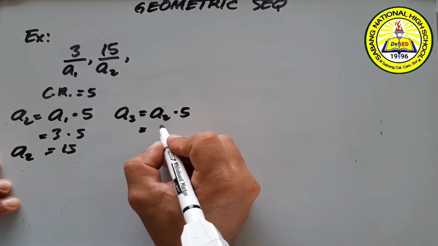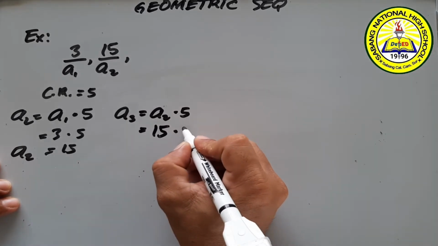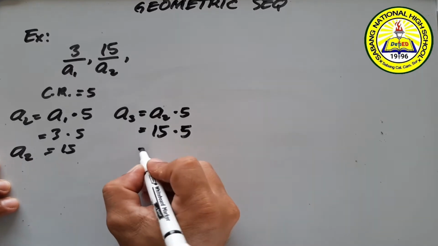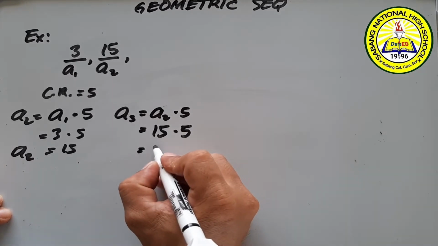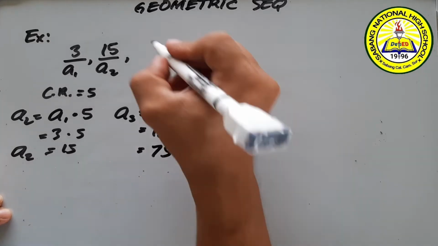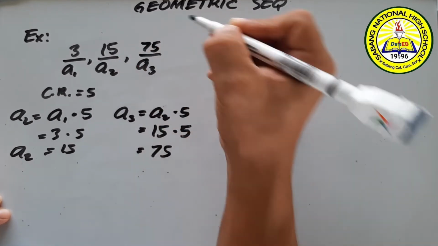So a sub 3 is a sub 2, which is 15, times again the common ratio, which is 5. 15 times 5 is 75. Therefore, a sub 3 is 75.